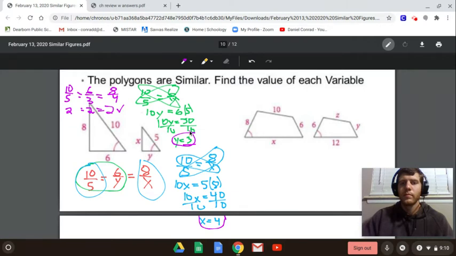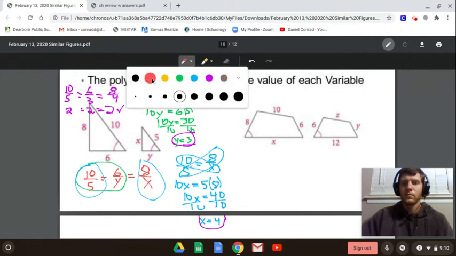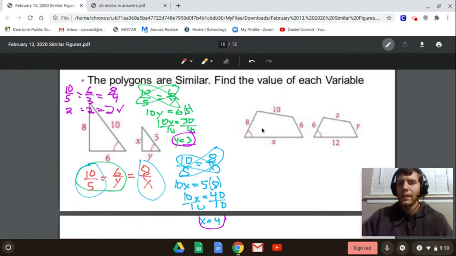Okay. Let's try the next one. Okay, so number 6, right? They give us this arc here to tell us which angle is going to be congruent, right? And they tell us the polygons are similar. So these quadrilaterals, right? They have 4 sides, so they're quadrilaterals. So their sides are going to be proportional.